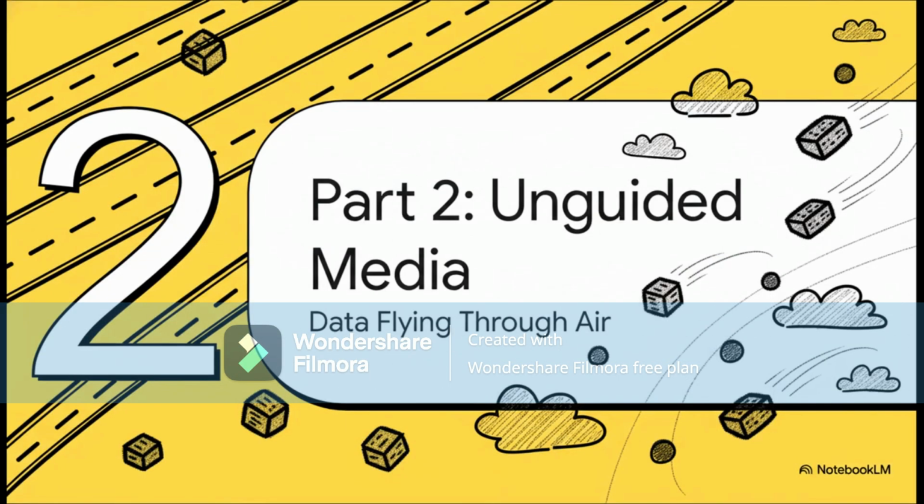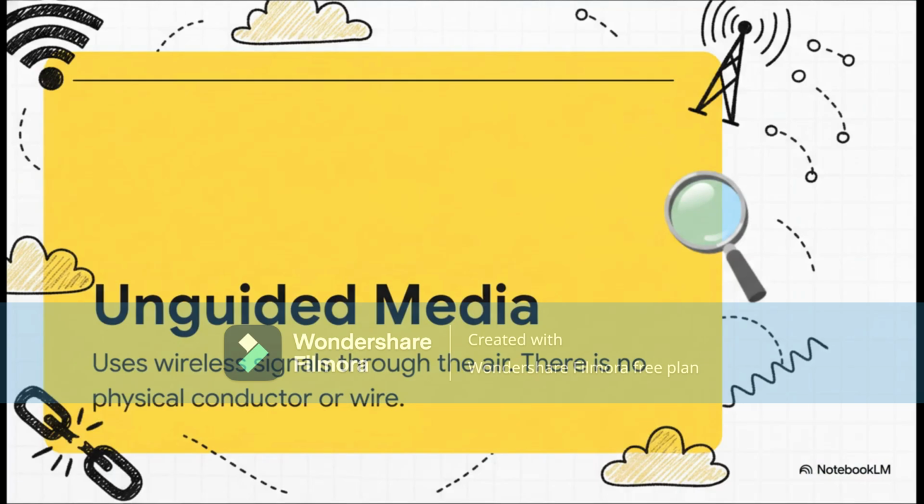All right, let's switch gears. If guided media is a highway with clear lanes, then unguided media is like data just flying through the open air. No roads, no lanes, nothing physical at all. And this, right here, is the biggest difference. You gotta remember this. Unguided media uses wireless signals that just travel right through the air. There is absolutely no physical wire connecting anything. None. Zero. It's all wireless.